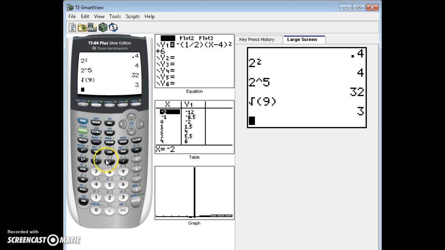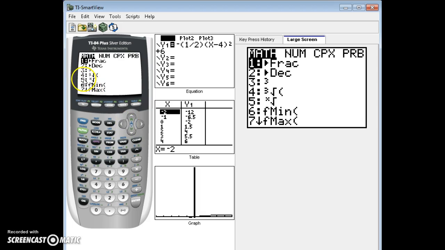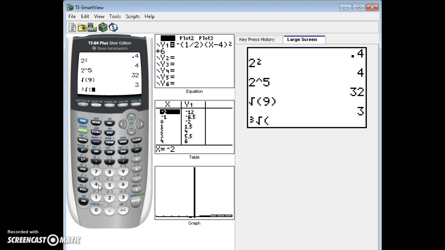But what about a third root? I don't see that on my screen. Well, if you hit math, the number 4 has a cube root right here. So we're going to hit the 4 key, and then let's find the third root of 27. Again, close our parentheses. The third root of 27 is 3.